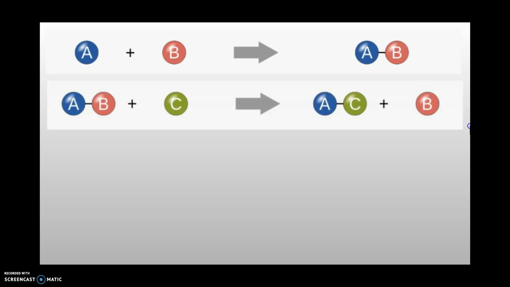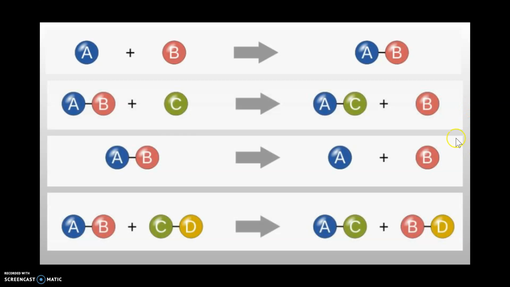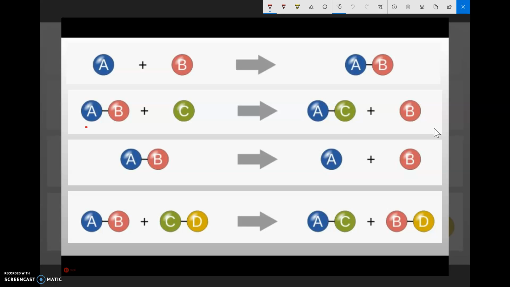Okay, do the second, third, and fourth one. Go ahead and pause the video, and then let's come back. Okay, the second one, we've got one compound and one reactant. And notice how the B and the C have switched places over here. So this is going to be a single replacement reaction. The third one, we've got one reactant, and it breaks into two or more products. So this one is decomposition.